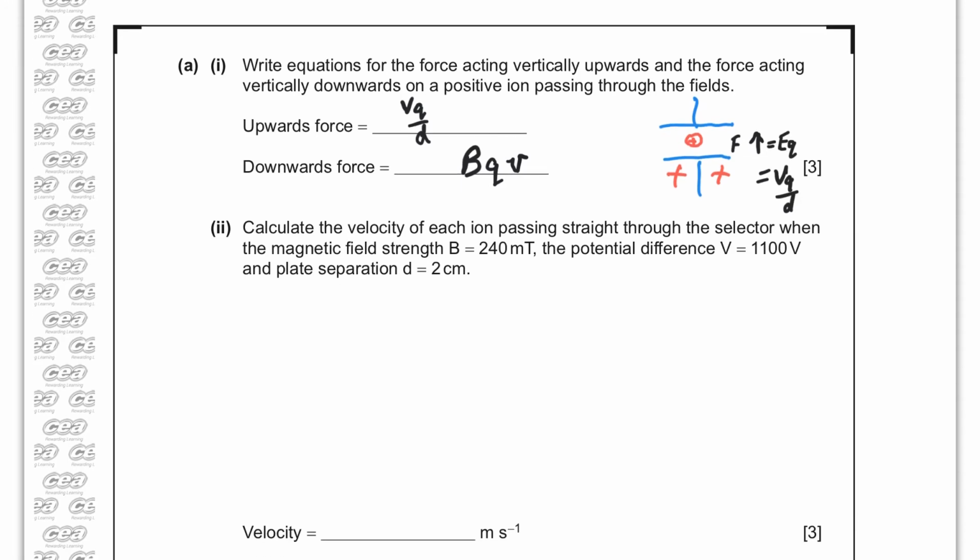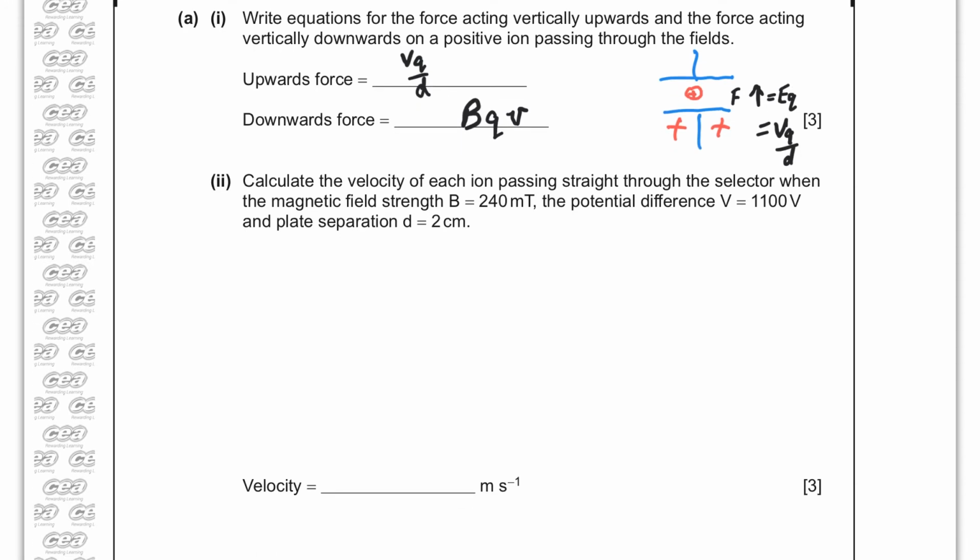Part 2 then, calculate the velocity of each ion passing straight through the selector when the magnetic field strength B is 240 millitesla and the potential difference V is 1100 volts and the plate separation D is 2 centimeters. So what we're going to do is put these two forces equal to each other, because that's when the ions will pass straight through, and then solve that for the velocity. Just be careful because we've got milliteslas and centimeters, so we need to watch our units here.